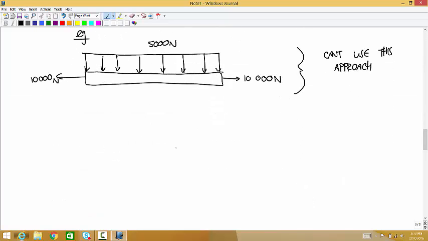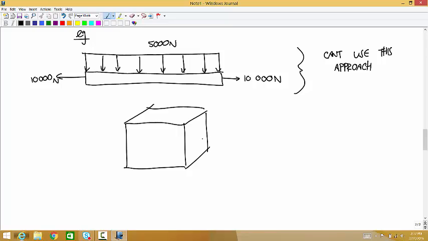Bless you. Same thing with if you have an object like this, where all you have is a single external load applied that way. Let's say that's 10,000 newtons. This approach doesn't apply because you couldn't have loading like that on a stress element.